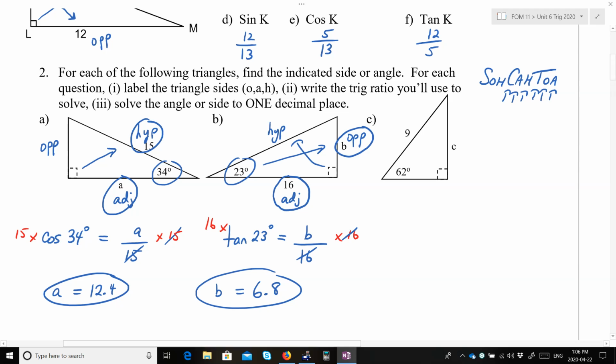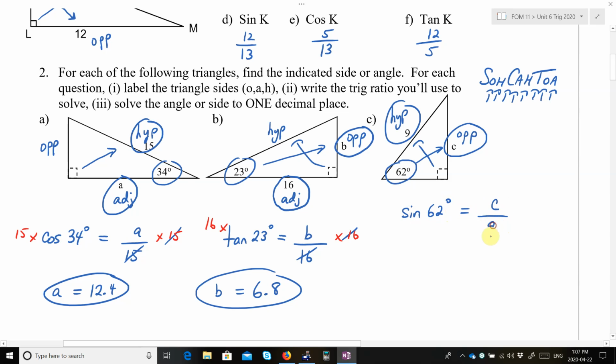All right, how about letter C? Here's our angle that we have. Right across from it is the opposite, and across from the 90 is the hypotenuse. We're looking for the opposite side. It's labeled C, and we have the hypotenuse. Which one deals with opposite and hypotenuse? That would be sine. So you go sine of 62 degrees is equal to, the opposite side is C divided by 9.